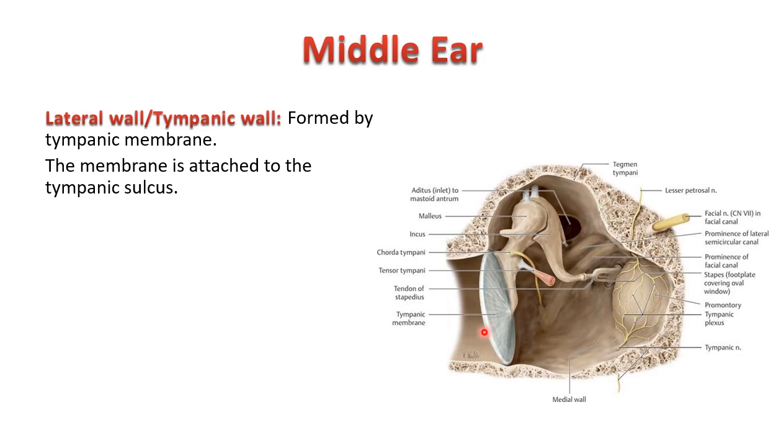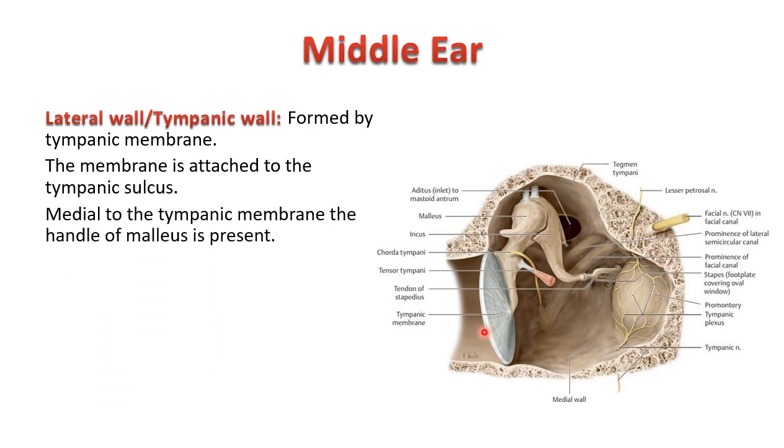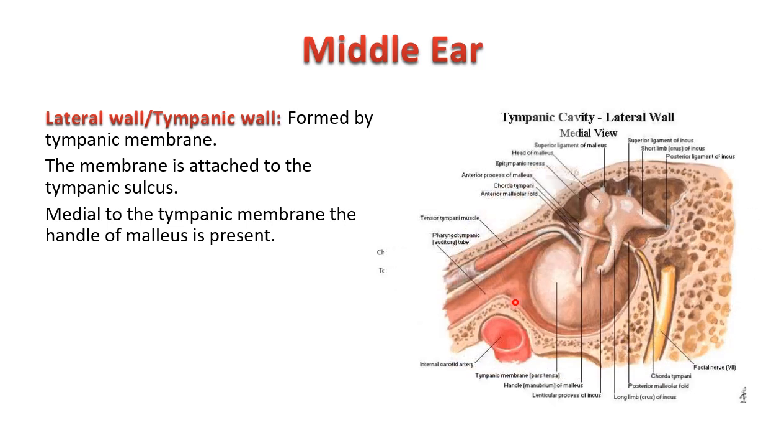the tympanic sulcus. And medial to the tympanic membrane, you are able to see the handle of Malleus is attached at the maximum point of convexity. So that is the handle of Malleus, and that should be your head of Malleus, and that should be your anterior process of Malleus. So the handle of Malleus is attached to the medial surface.